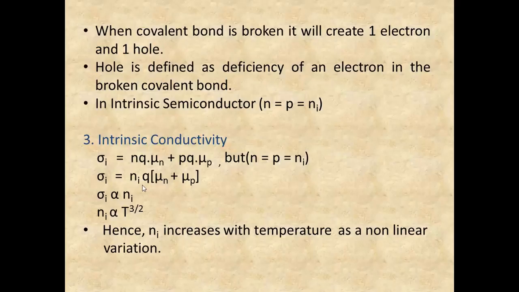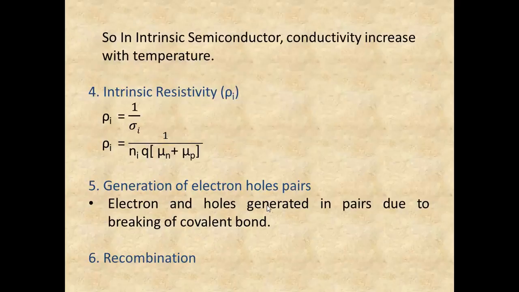Further, you should know that the conductivity is directly proportional to the intrinsic concentration, and the intrinsic concentration is directly proportional to T to the power 3/2. That makes the statement that whenever you increase the temperature, the intrinsic concentration will increase as a non-linear variation. That means in an intrinsic semiconductor, the conductivity will increase with temperature. Whenever you increase the temperature from 0 to 300 Kelvin, the conductivity increases.